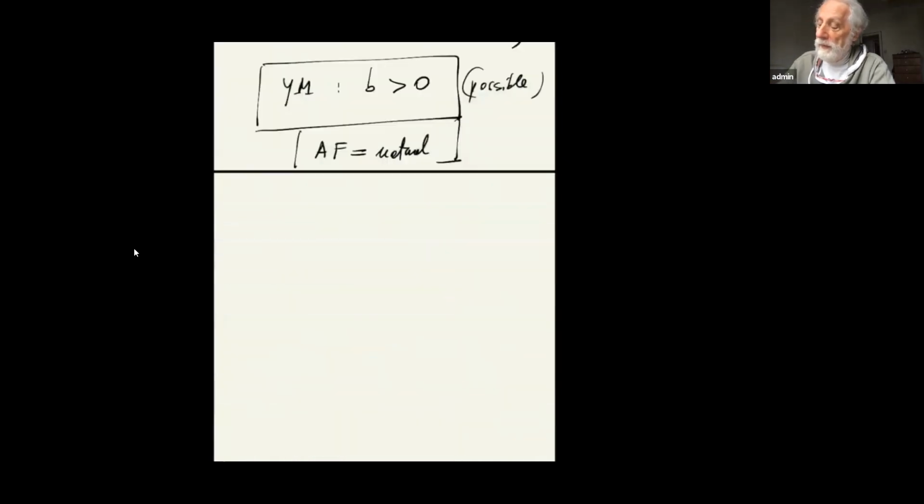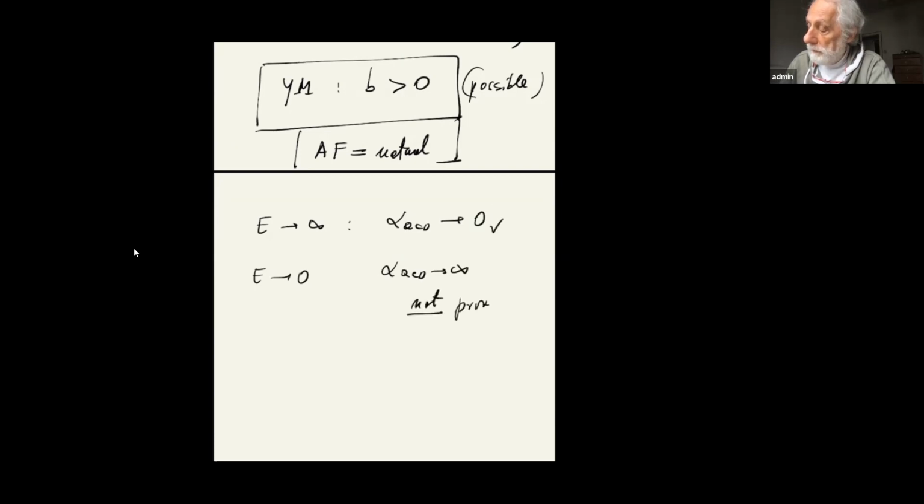In other words, what I'm saying here: when energy goes to infinity, alpha QCD goes to zero. When energy goes to zero, alpha QCD should go to infinity. This is proven. Let's just write down. This was never proven. There is no analytic proof.